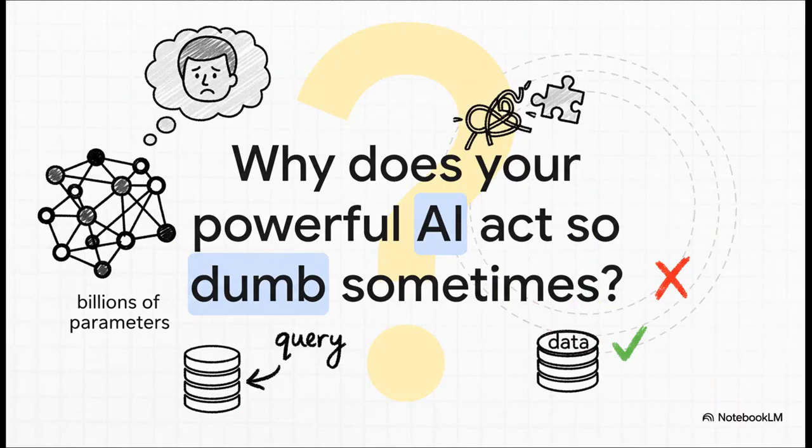So you've probably been there, right? You're using some super advanced AI, a model that cost millions to train, and you ask it a simple question about your own company's data, and it just gives you nonsense. It makes you wonder, why do these incredibly powerful AIs sometimes act so, well, dumb?